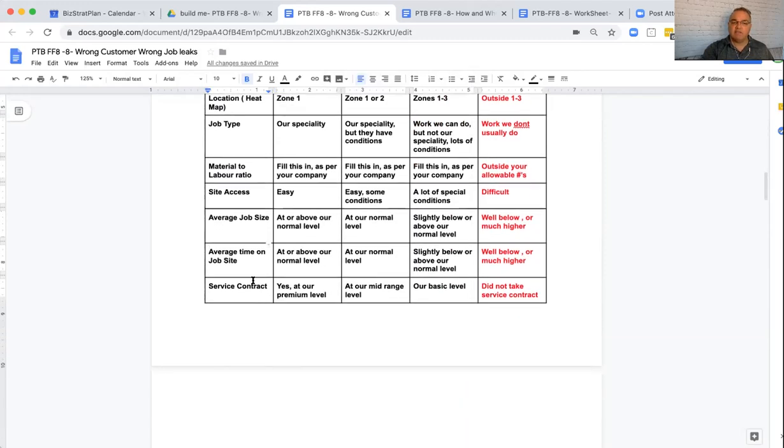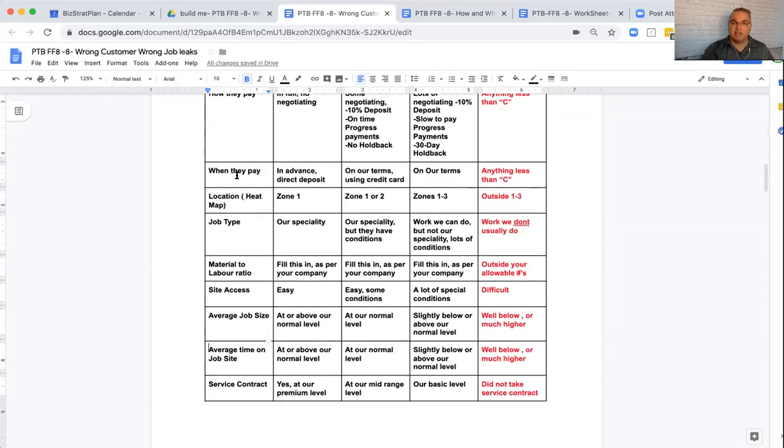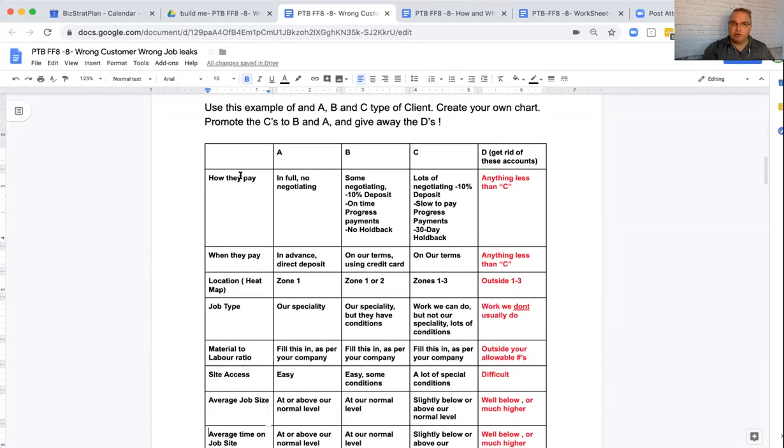Service contracts. If there are service contracts involved in your business, yes. An A client takes our service contract at our premium level. And so that goes on. You can add as many criteria as you want to this left-hand page. And the more you do, the better it is, right? Because you've still got three other types of accounts that you could get, right? So then B is a little bit less than that. C is less than B, and D is the worst. So do you see how this is starting to come together?